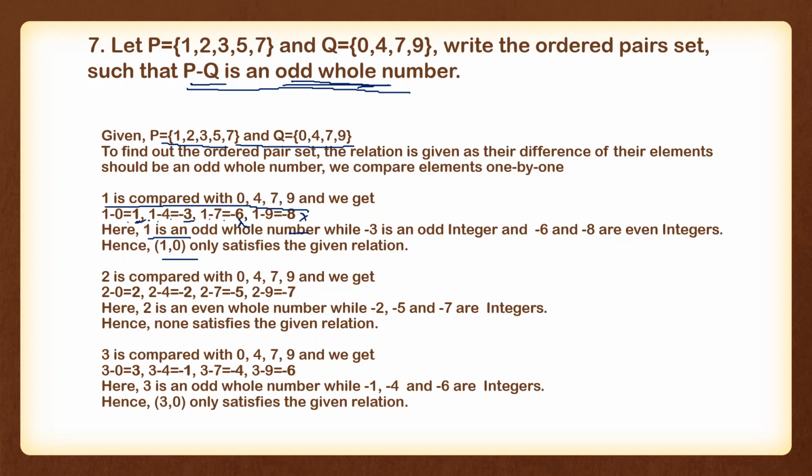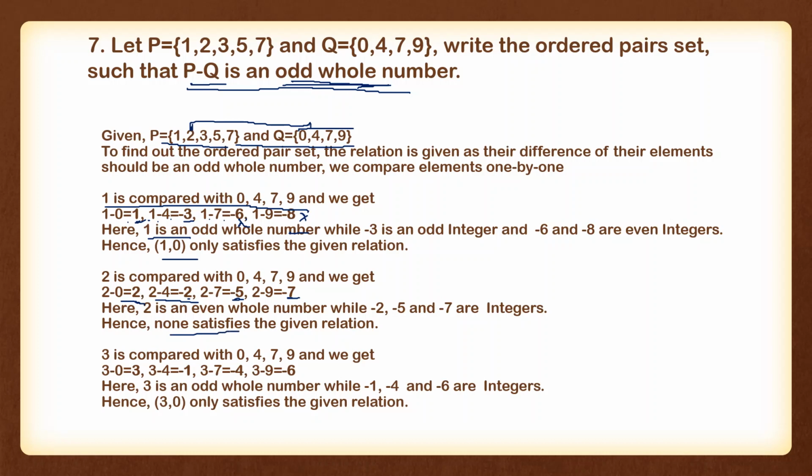Next, 2 is compared with 0, 4, 7, 9. 2 is compared with all. 2 minus 0 is 2, and 2 minus 4 is minus 2. This is an even number, this is an integer. This is an odd number but an integer. This is again an integer. So again no two elements satisfy the given condition, so none satisfies.